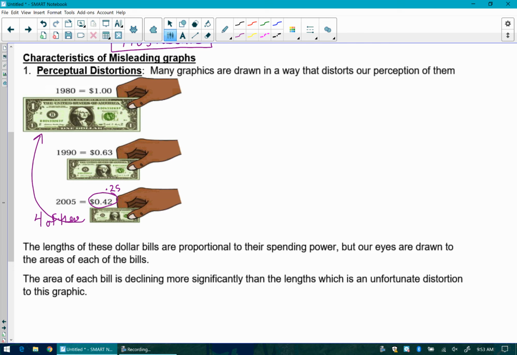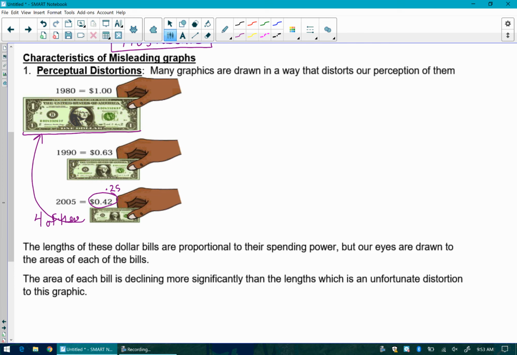So it's not that their math here is wrong at all. It's the distortion of the graph itself. What they have done is that your eye is drawn to the fact that not only the length of this dollar bill is changing, but also the width, making the overall area of that dollar bill change.